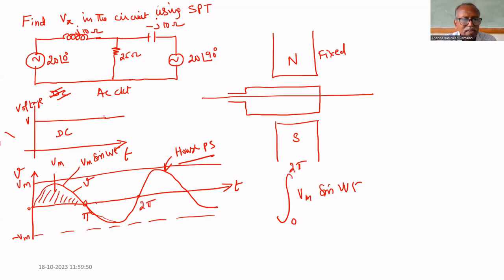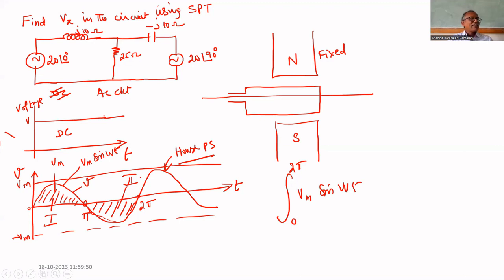if you integrate, what will you get? Total area. How much area will you get? Let us assume that this area is 1, this area is 2. How much area will you get? 0 you will get, because that one is positive. The same amount of area you will get for the negative waveform. That's why it becomes 0.